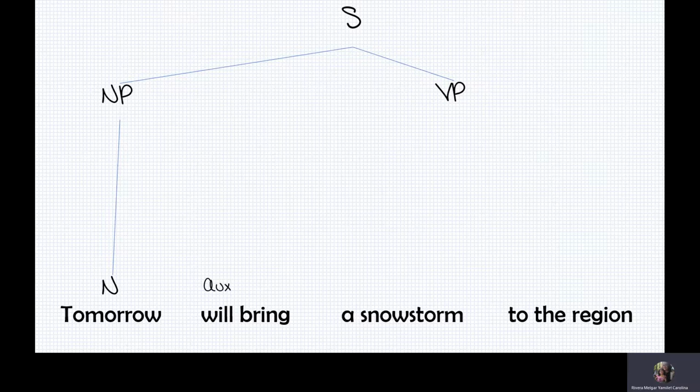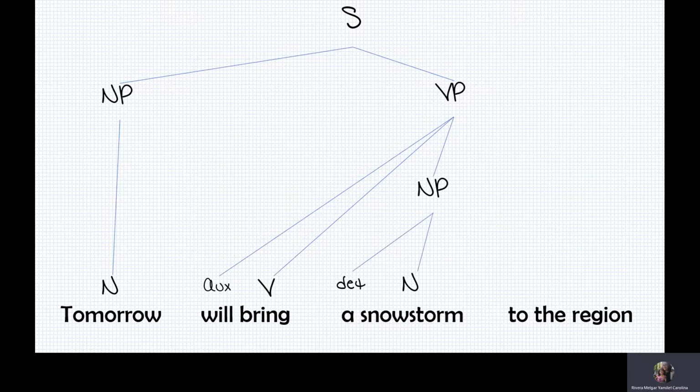Then on the predicate part, we have the auxiliary will, and then the main verb, bring, and then you draw both lines to the verb phrase, which is, again, the predicate. Then we have a snowstorm, which is a noun phrase, okay? It's divided into a determiner, which is a, and snowstorm, which is the noun. Now, the last part, to the region, is a prepositional phrase. It starts with the preposition to.